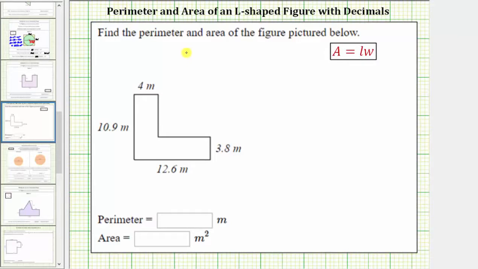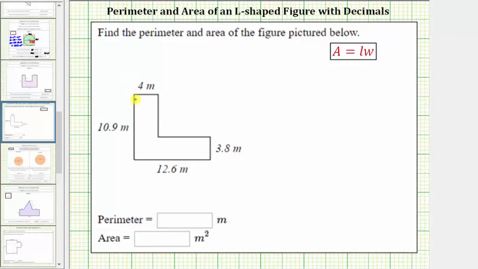We are asked to find the perimeter and area of the L-shaped polygon. The perimeter of any polygon is the length around the outside of the polygon, which means to find the perimeter, we sum the lengths of all of the sides. But notice how we don't have the length of this side or this side. Let's work on determining these missing lengths.